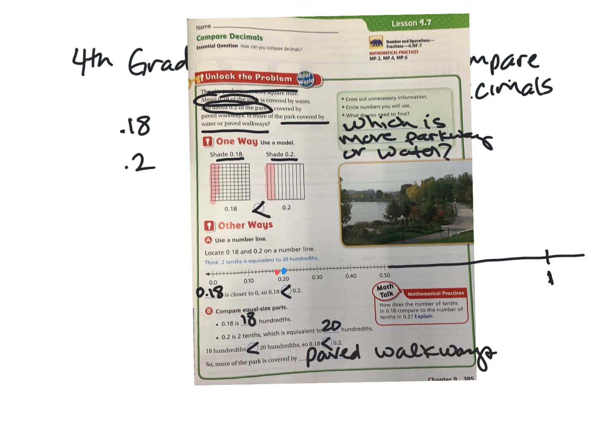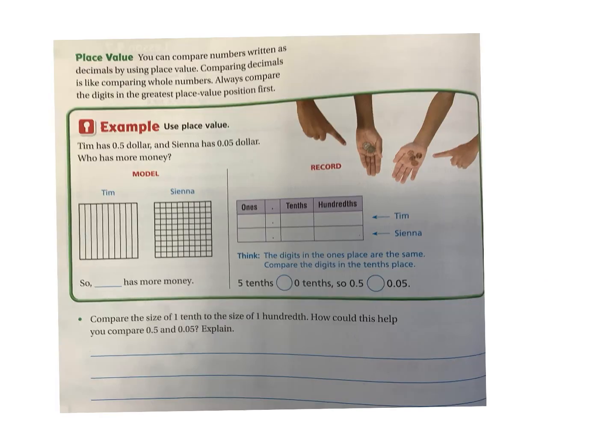Probably that's starting to click a little bit, maybe a little foggy. Let's look at one more example. You can compare numbers written as decimals by using place value. Comparing decimals is like comparing whole numbers. So it's that same skill when we compared the number 12 to the number 20. You just have to be real familiar with where things fall. Always compare the digits in the greatest place value position first.